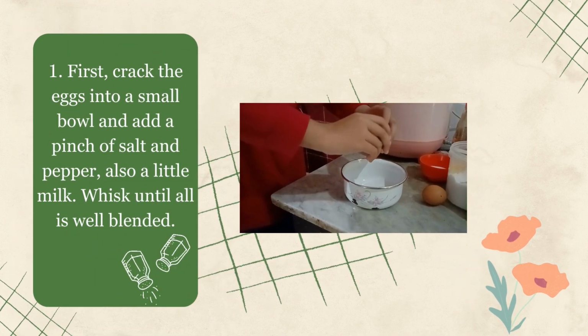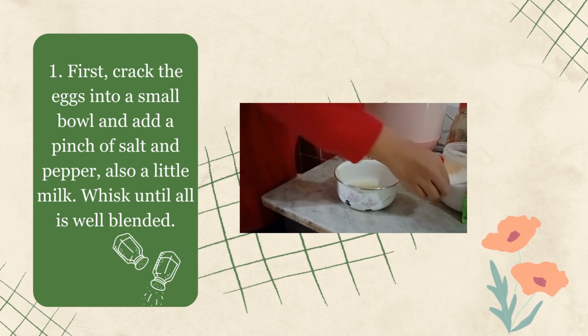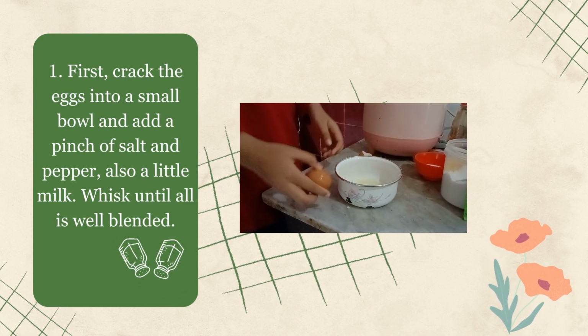First, crack the eggs into a small bowl and add a pinch of salt and pepper, also a little milk. Whisk until all is well blended.